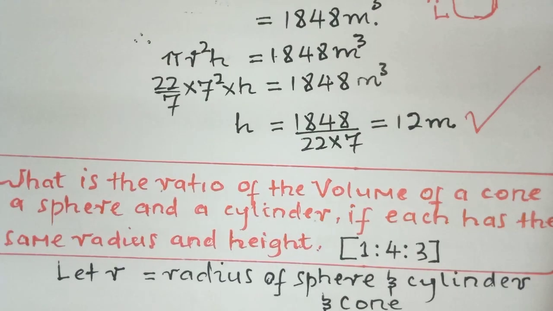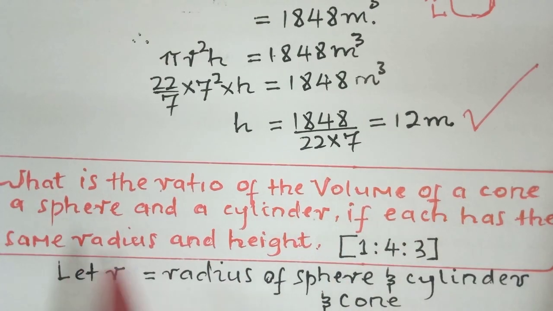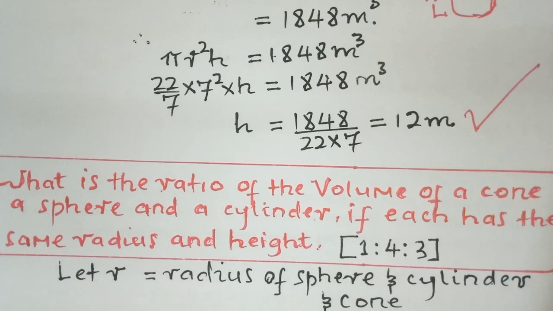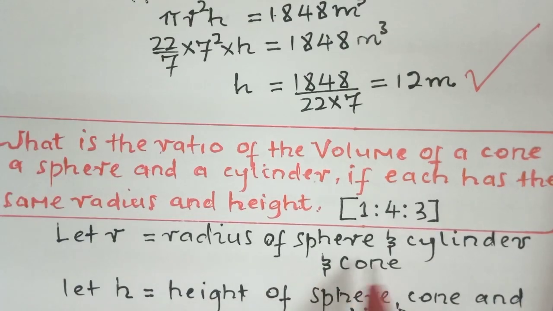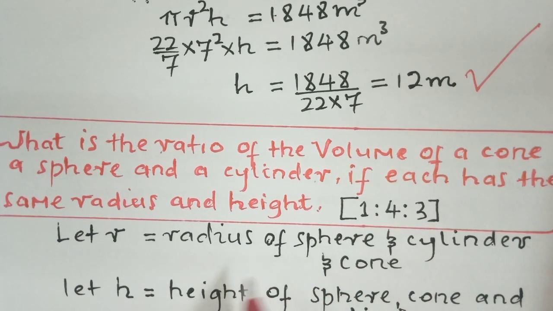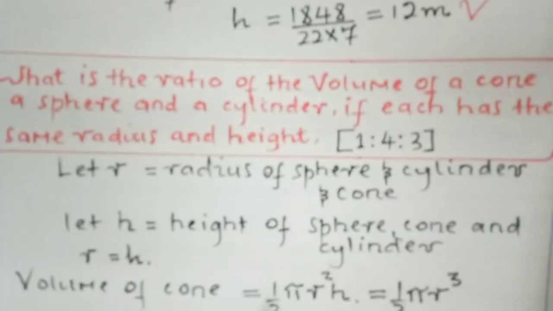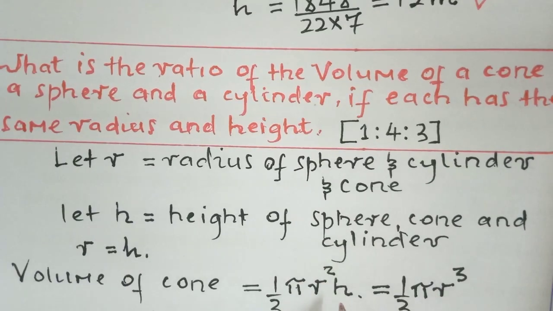Coming to the next question. The question states, what is the ratio of the volume of a cone, a sphere and a cylinder if each has the same radius and height? So here we have the radius of the sphere, cylinder and cone, and they are all equal. Even the height of the sphere, cone and cylinder, they are all equal. So now we say that r is equal to h. So wherever there is an h, we can put r.